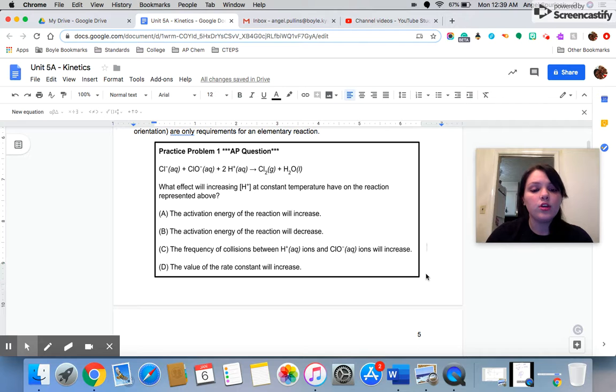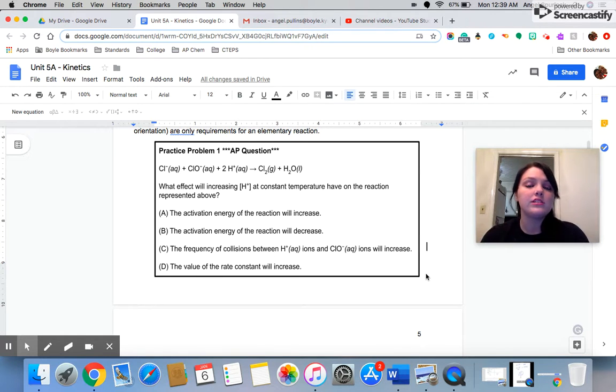D says the value of the rate constant will increase. Well, we don't really know what a rate constant is at this point, but whatever it is, it's not affected by the concentration. Okay, we'll learn about that later. The rate constant is not affected by concentrations. It's only affected by temperature. Okay, so the answer for question number 1 is going to be C. Increasing your concentration is going to increase your number of hydrogen ions. Increasing your number of ions, aka your particles, is going to make more collisions occur.